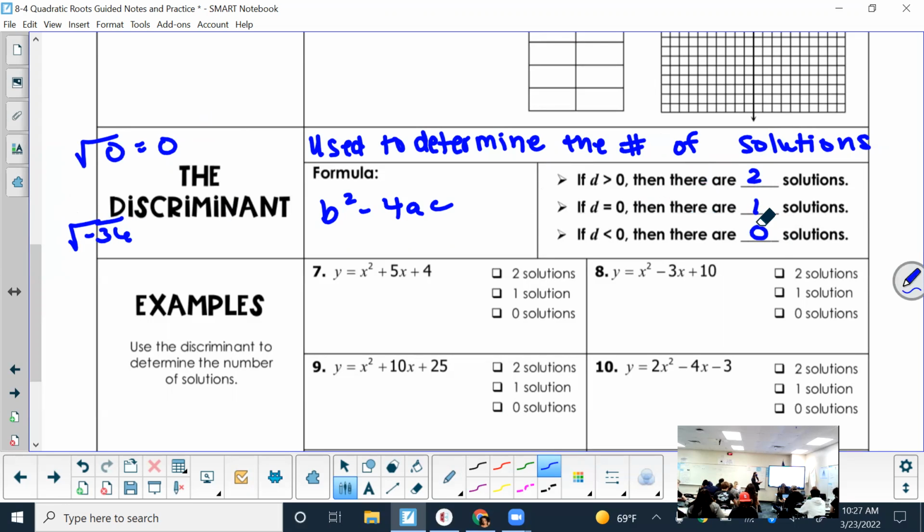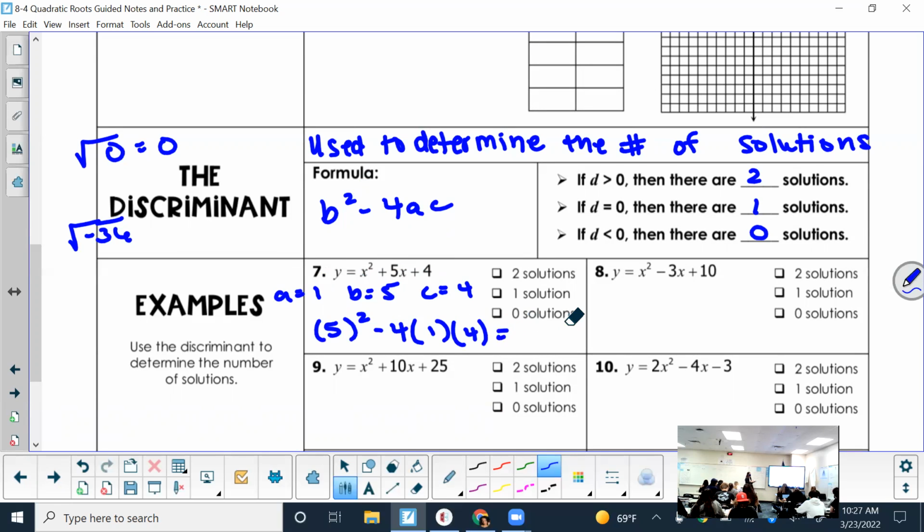So fill this in. We'll just do number 7 today. So identify your A, B, and C. What's A in number 7? What's B? And what's C? Now plug it into this formula. So it's B squared, which we said is 5 squared, minus 4, times A, which we said is 1, times C, which we said is 4.